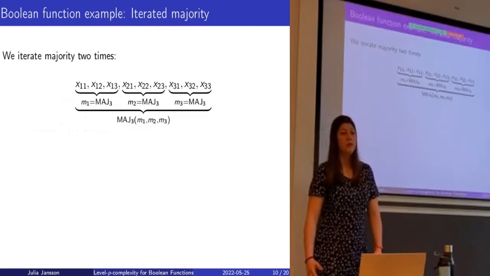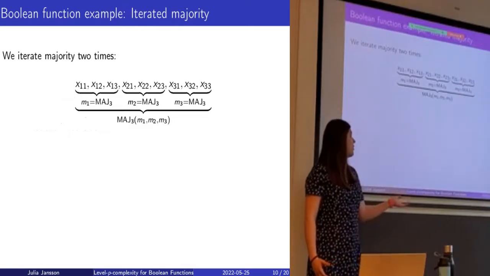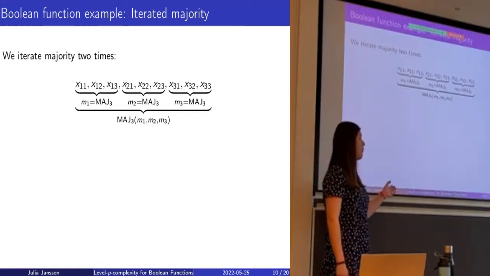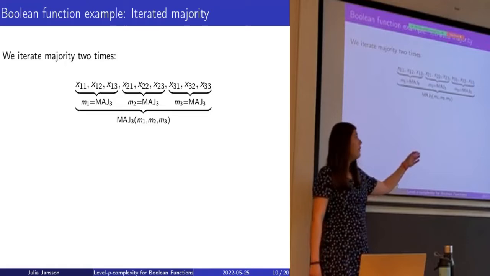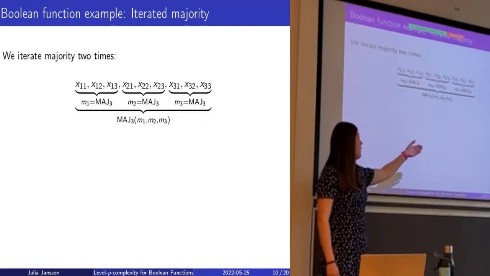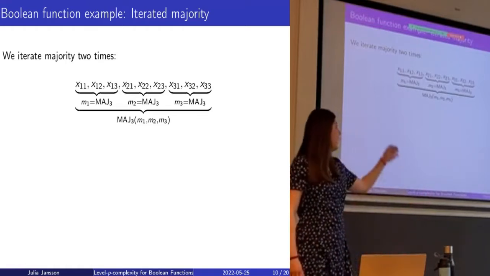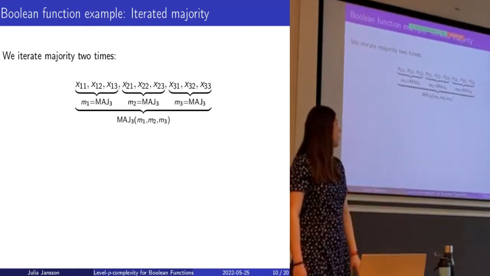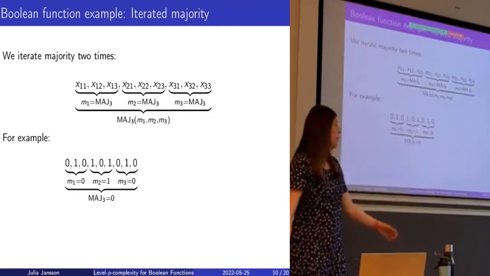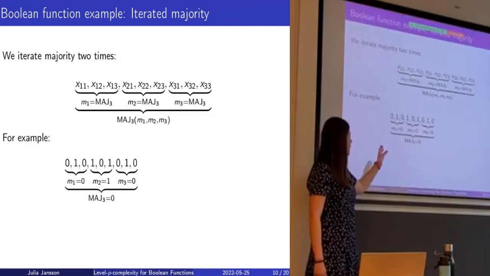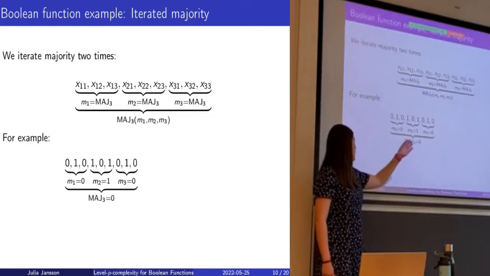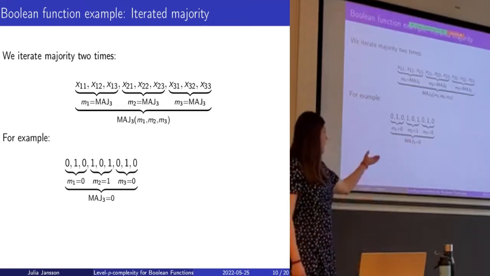So we move on to the next example, which is iterated majority. So here we use the building block of 3-bit majority 2 times. So we have 9 bits, and we take the majority of the first 3, and then the next, and the last 3. And then in the end, we take the majority of M1, M2, and M3. So here we see an example of how this function works. So in this case, we have 0, 1, 0, which is 0, 1, 0, 1, which is 1, and so on. And this gives in the end 0.